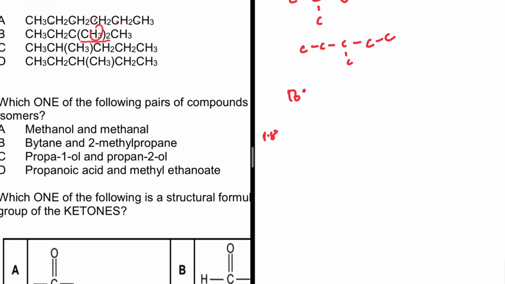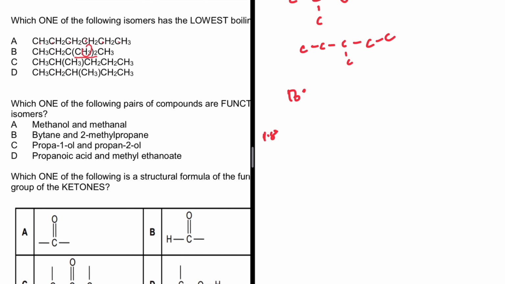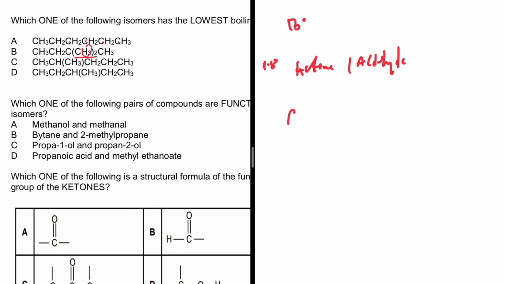Which one of the following pairs of compounds are functional isomers? So functional isomers should be ketone, aldehyde, or carboxylic acids and esters, right? These are the only functional isomers we have in our context.